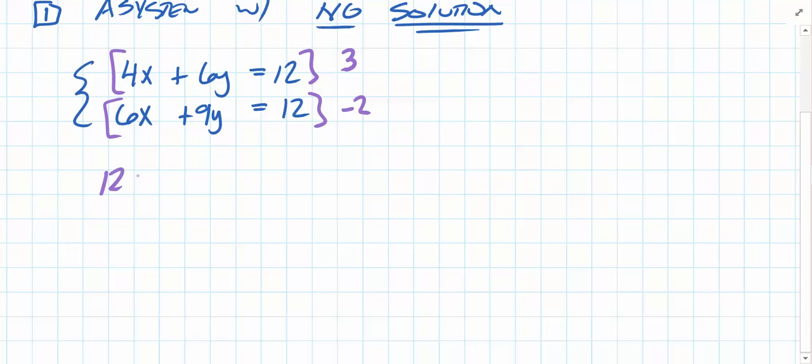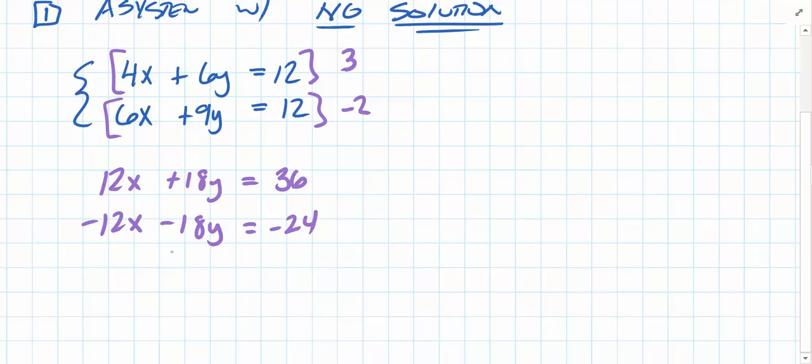Yeah, 12x, very good. 3 times 6y, how much is that? 18y, good. And then 3 times 12? 36, right? Good. And then on the bottom one, 6x times -2? Negative 12x. 9y times -2? Negative 18y. And 12 times -2? Negative 24. Okay.